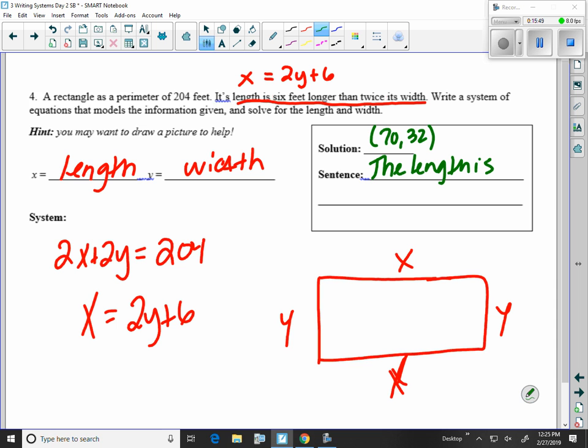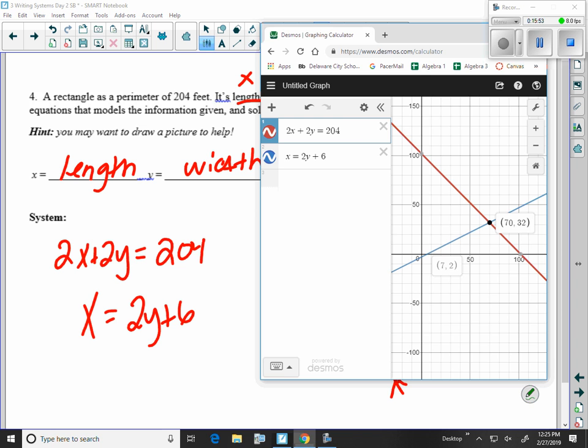I'm sorry, it's 70, not 72. The length, is it 70 or 72? 70. 70, okay.